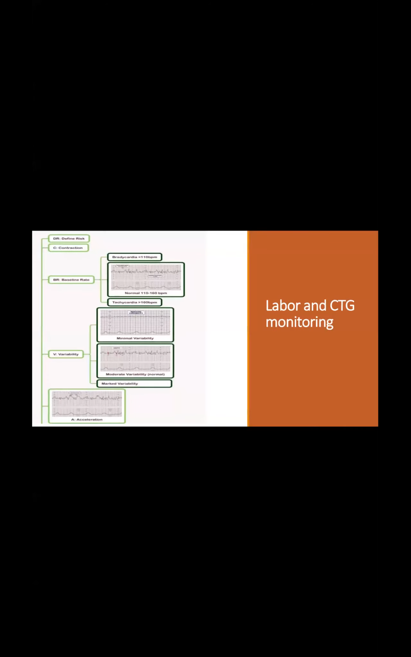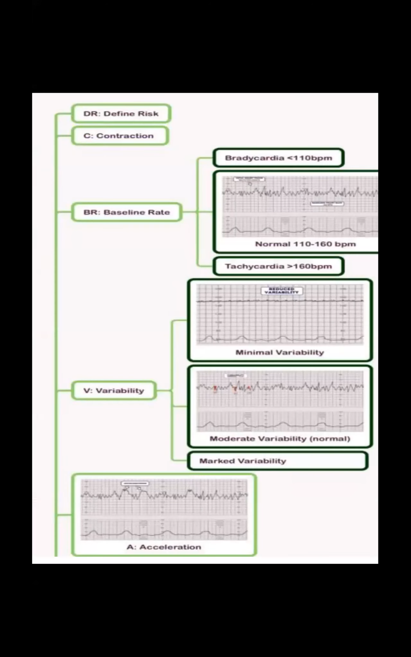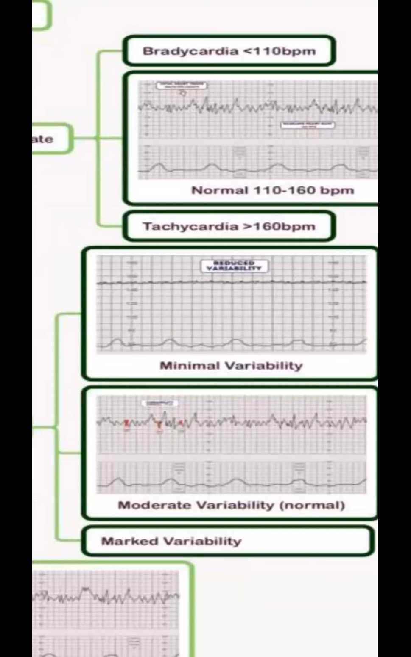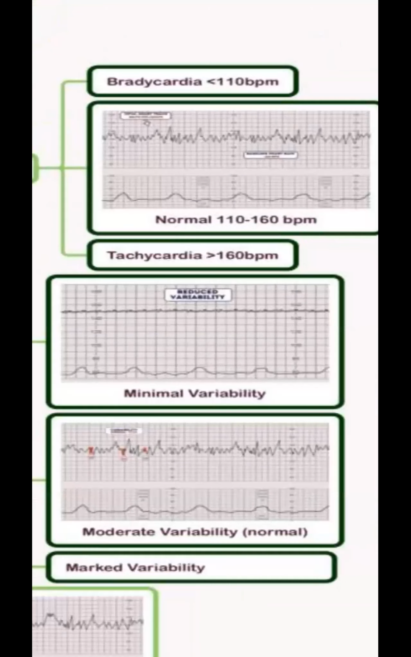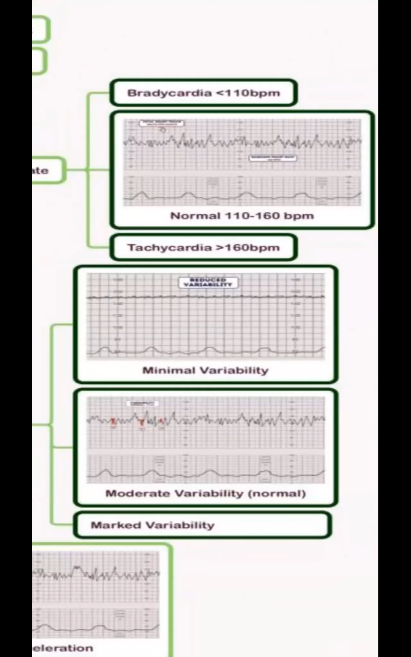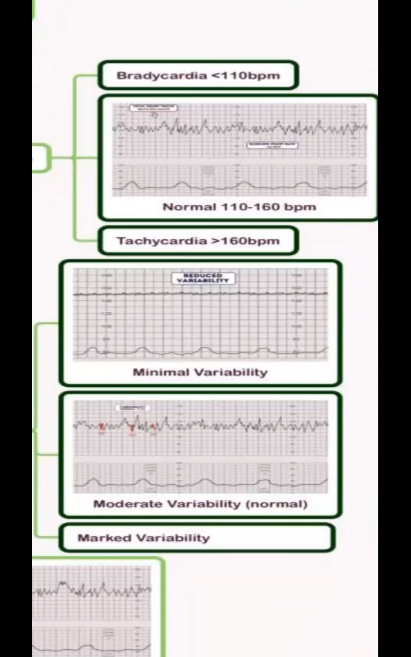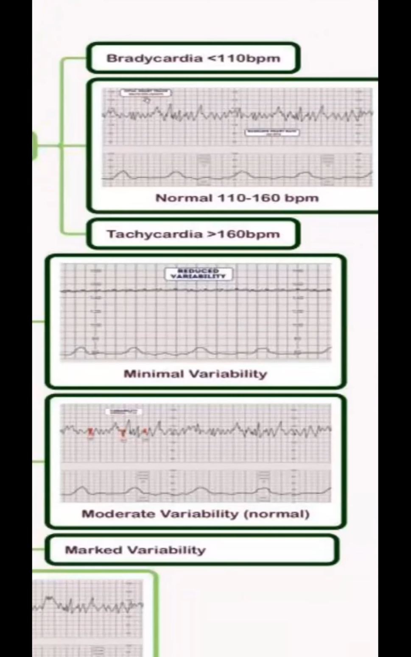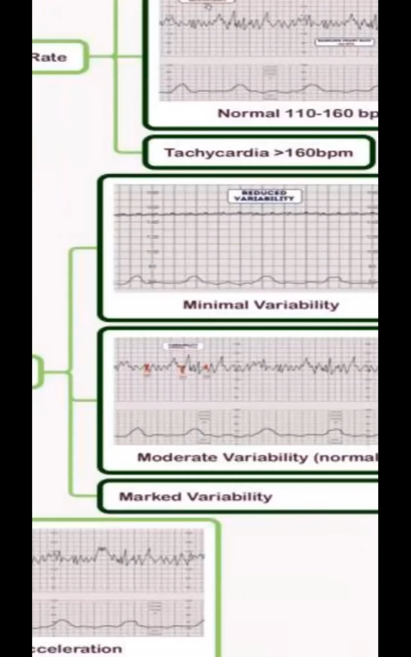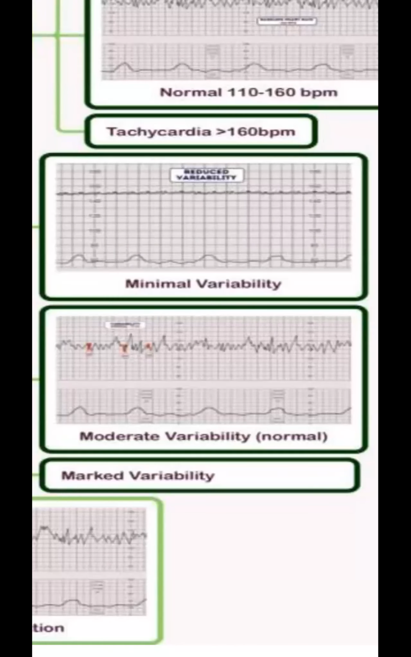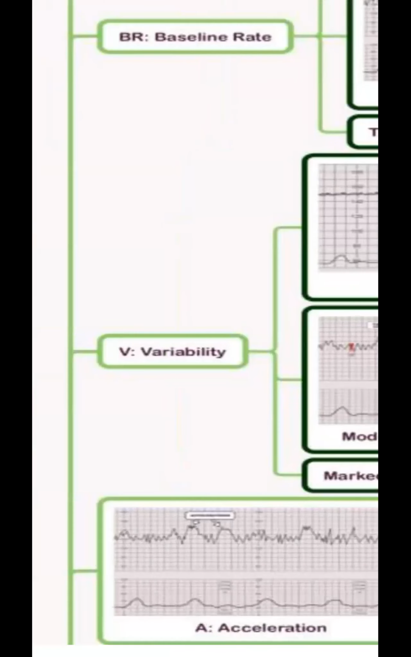So see, these are the pictures. Fetal bradycardia is below 110 and fetal tachycardia is more than 160. So see, there is fetal bradycardia and tachycardia, the minimal variability picture, the moderate variability picture, and the acceleration picture.